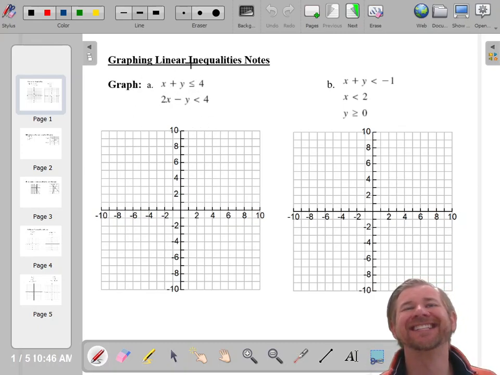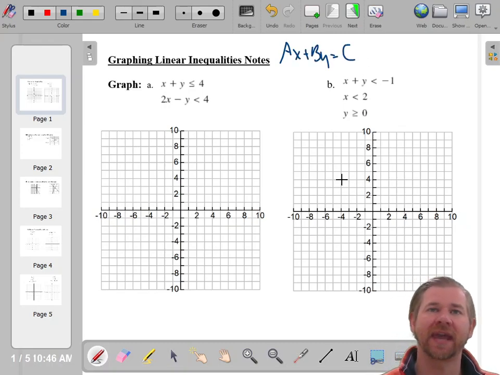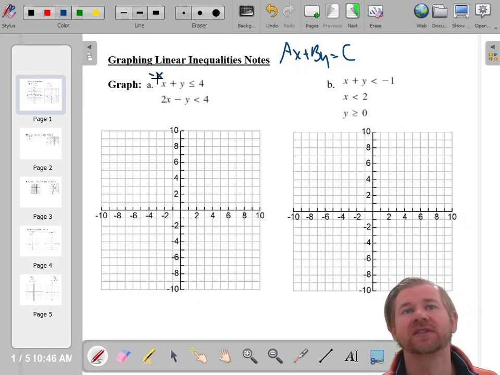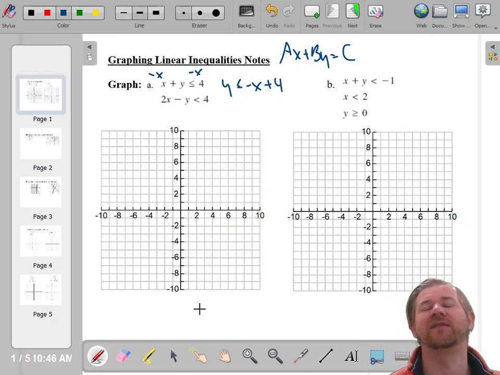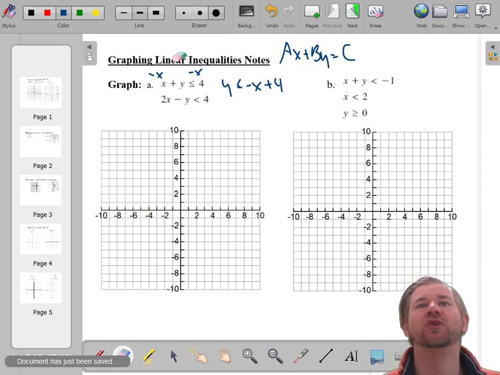So these are in standard form right now. You may remember standard form is AX plus BY equals C, and you can, if you really want to, convert it to slope-intercept. So I'm really going to graph the line negative x plus 4. But I'm going to try and graph it using standard form. And to do that, you find intercepts.